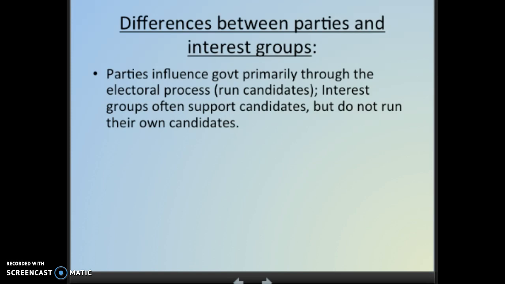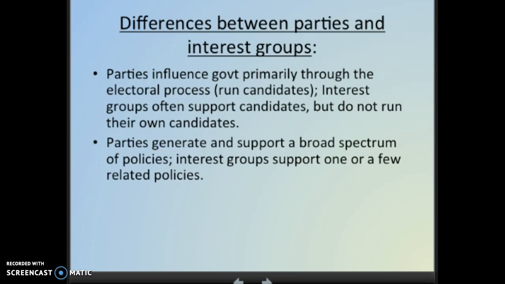Interest groups don't run a candidate for office. Technically, there's not an NRA candidate. Technically, you wouldn't find an AARP candidate or an NAACP candidate. Rather, what an interest group does is support a candidacy, but they don't run their own candidates.